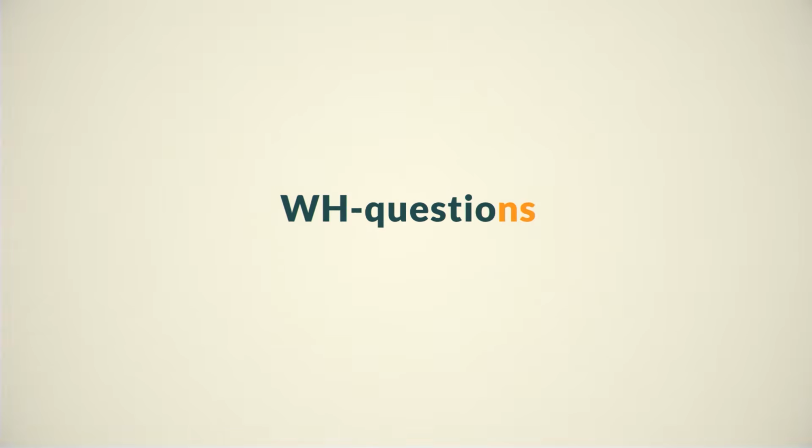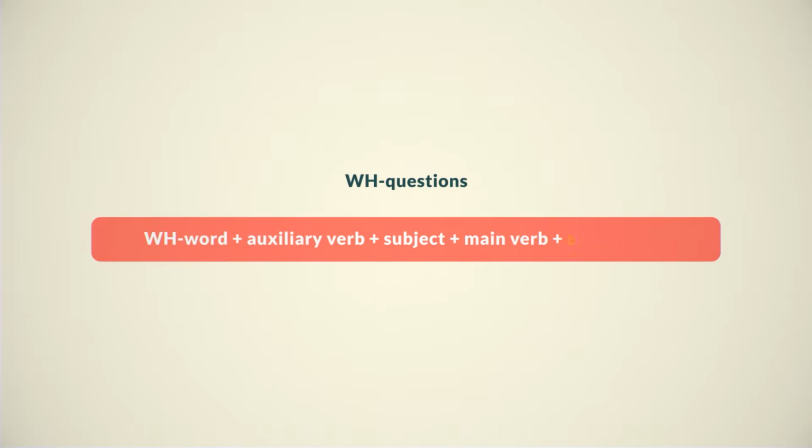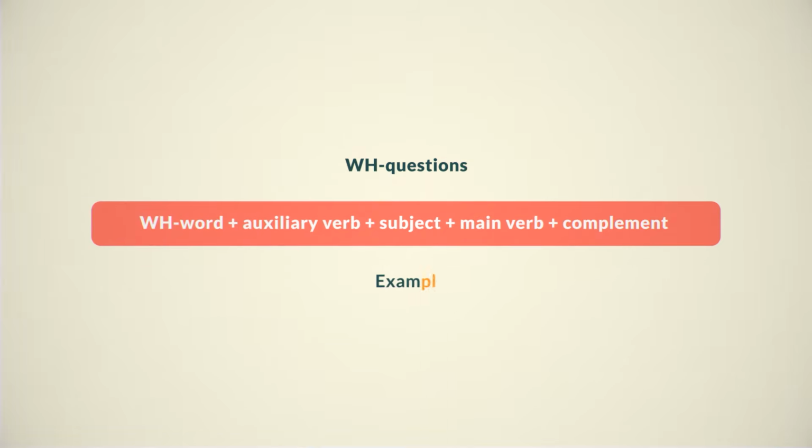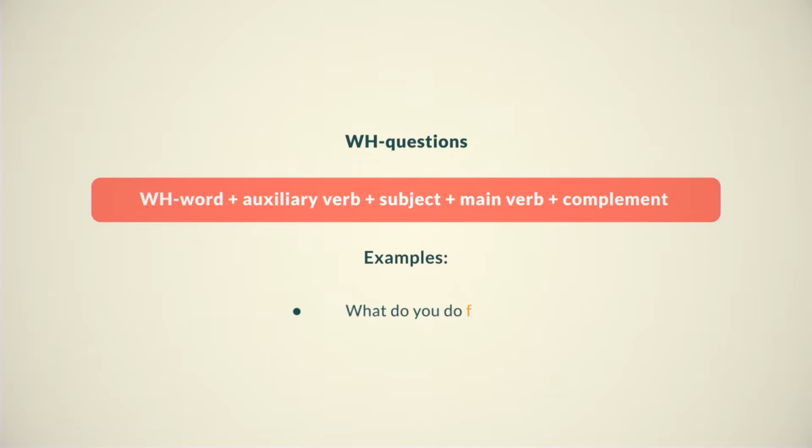On the other hand, WH questions are questions that begin with a question word containing WH, except for how, and are used to gather specific information. These questions cannot be answered with yes or no, and are ideal to use with patients as they allow open-ended questions. This is the general structure of WH questions: WH word, plus auxiliary verb, plus subject, plus main verb, plus complement. Example: what do you do for work?